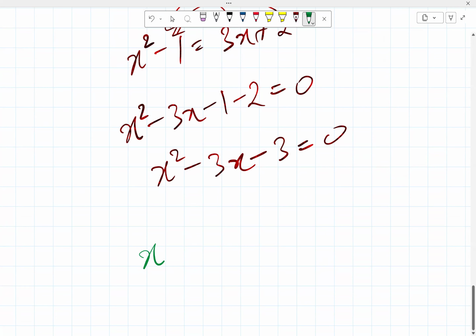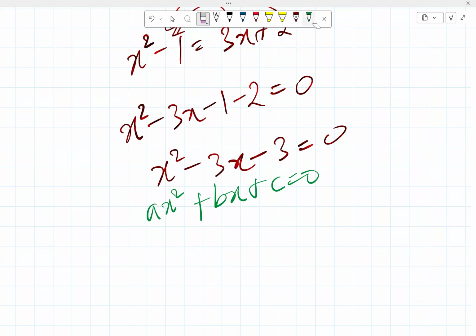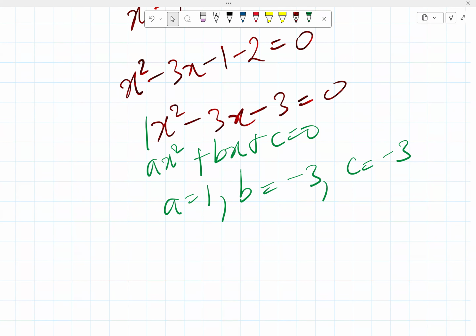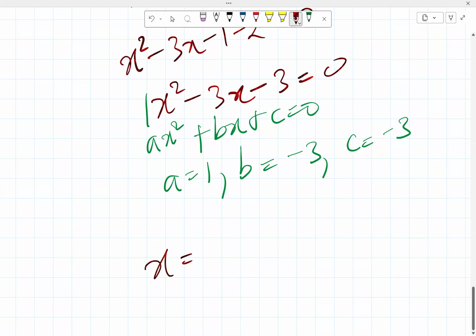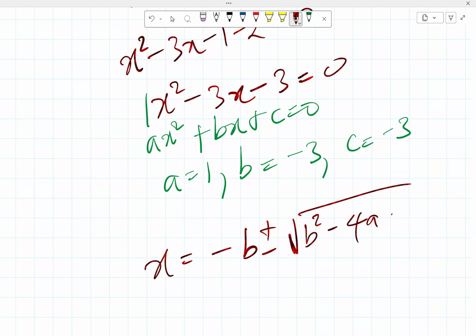For the quadratic formula, we know this is like ax squared plus bx plus c equals 0. So in essence, a is equal to 1, that's the coefficient of x squared here. Then b is the coefficient of x, which is minus 3, and c is the constant, which is also minus 3. Based on that, we can get x equal to minus b plus or minus square root of b squared minus 4ac all over 2a.